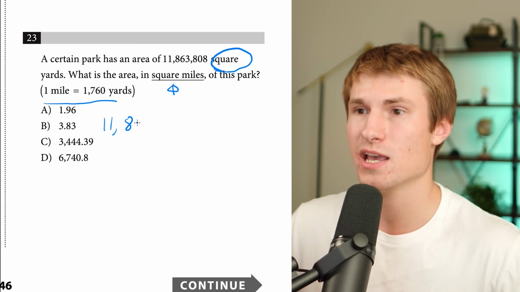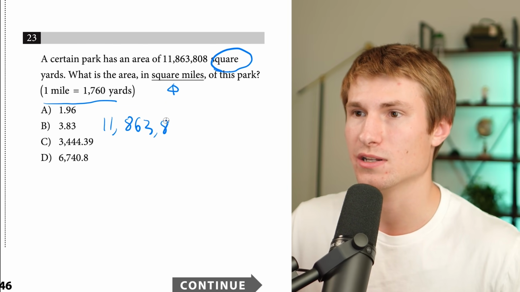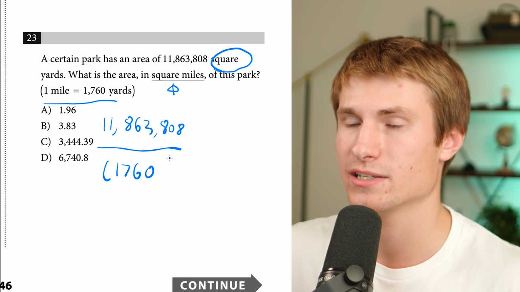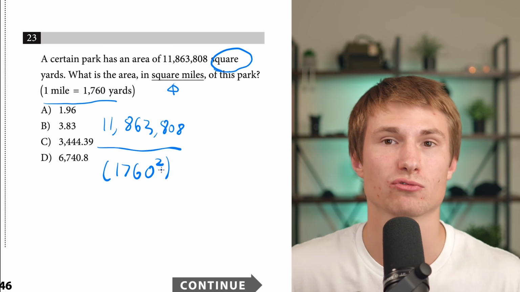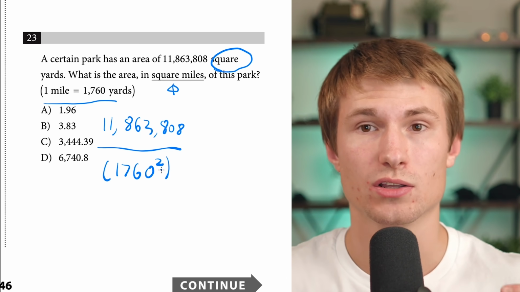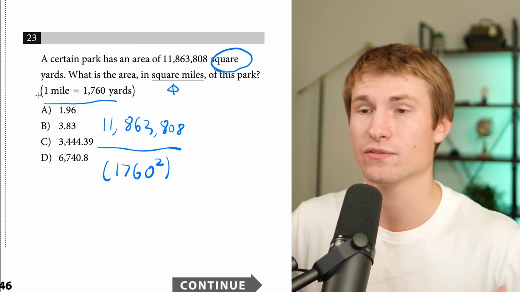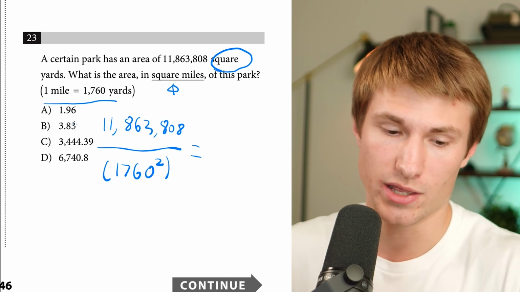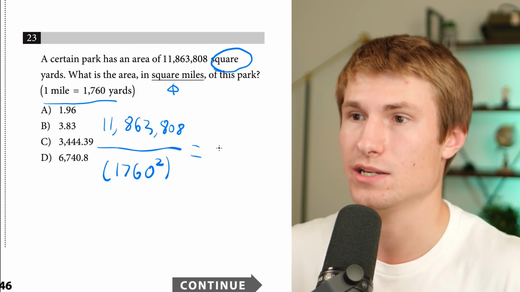What you're going to do here is you're going to take your 11,863,808 and you're going to divide it by 1760 squared. And the reason why you have to square that 1760 is because you are dealing in units of square yards to square miles. So you have to square that conversion unit as well. Once you do this, you just put it in your calculator and you're going to end up with 3.83.